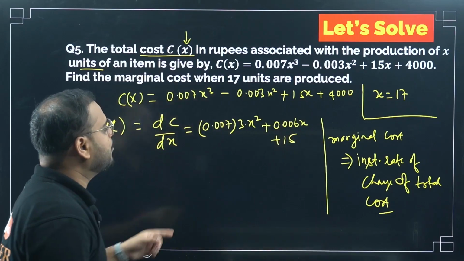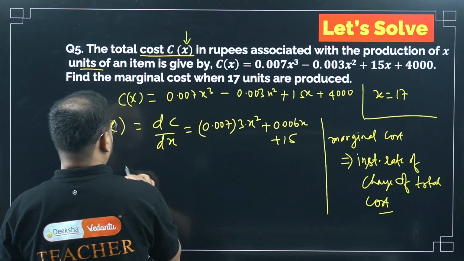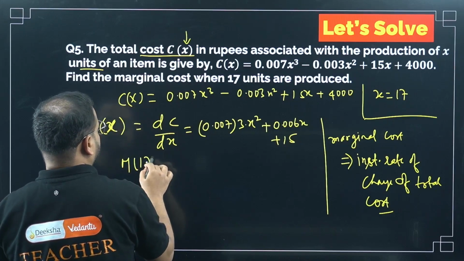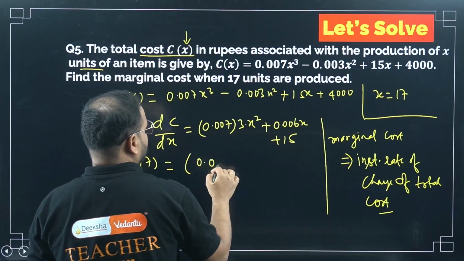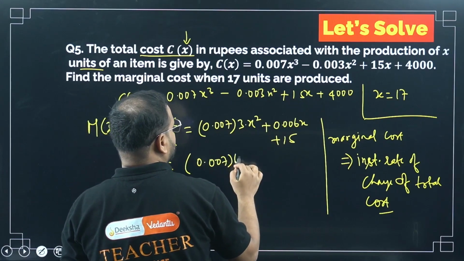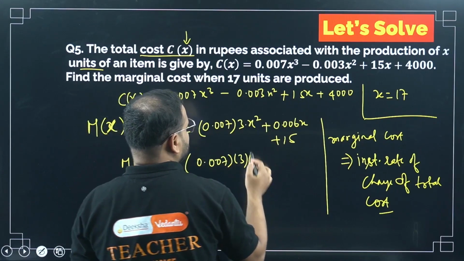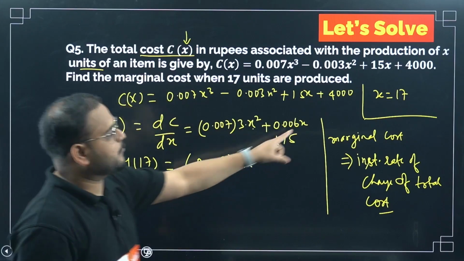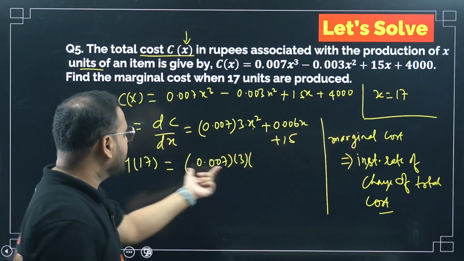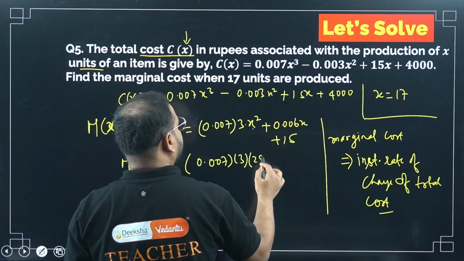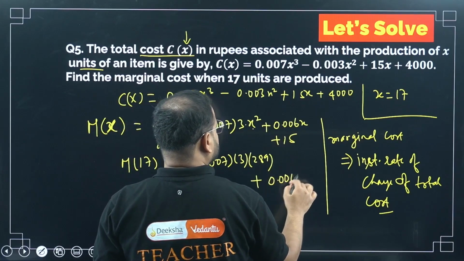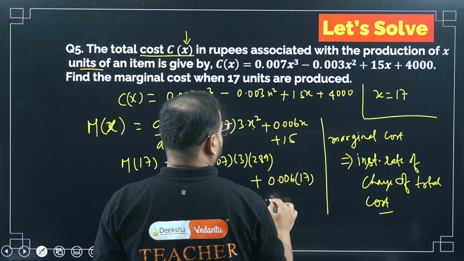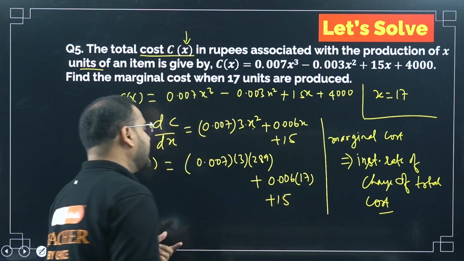Now in this, what you have to do? Put the value of 17. So M of 17 will be what? Please tell me. This is simply 0.007 times 3 times 17 square. I'll write x as 17 because the number of units given is 17. So 17 square will be 289, plus 0.006 times 17, plus 15, okay.